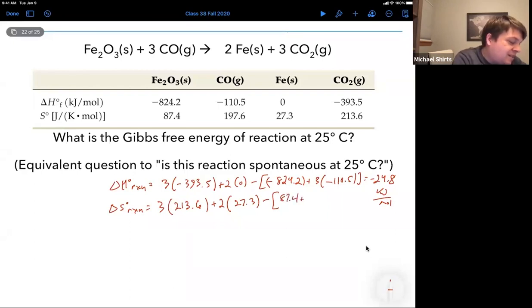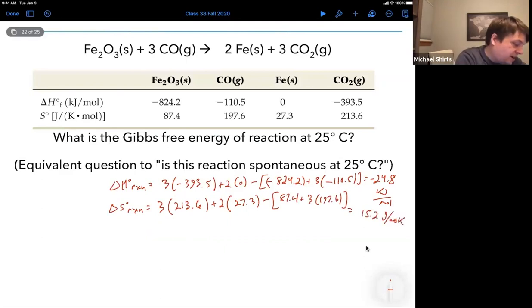Minus 87.4, the entropy of iron oxide, plus 3 times 197.6. That's the entropy of carbon monoxide. Again, it's slightly less than the entropy of carbon dioxide. It's a slightly less complex gas. And that ends up being 15.2 joules per mole Kelvin.